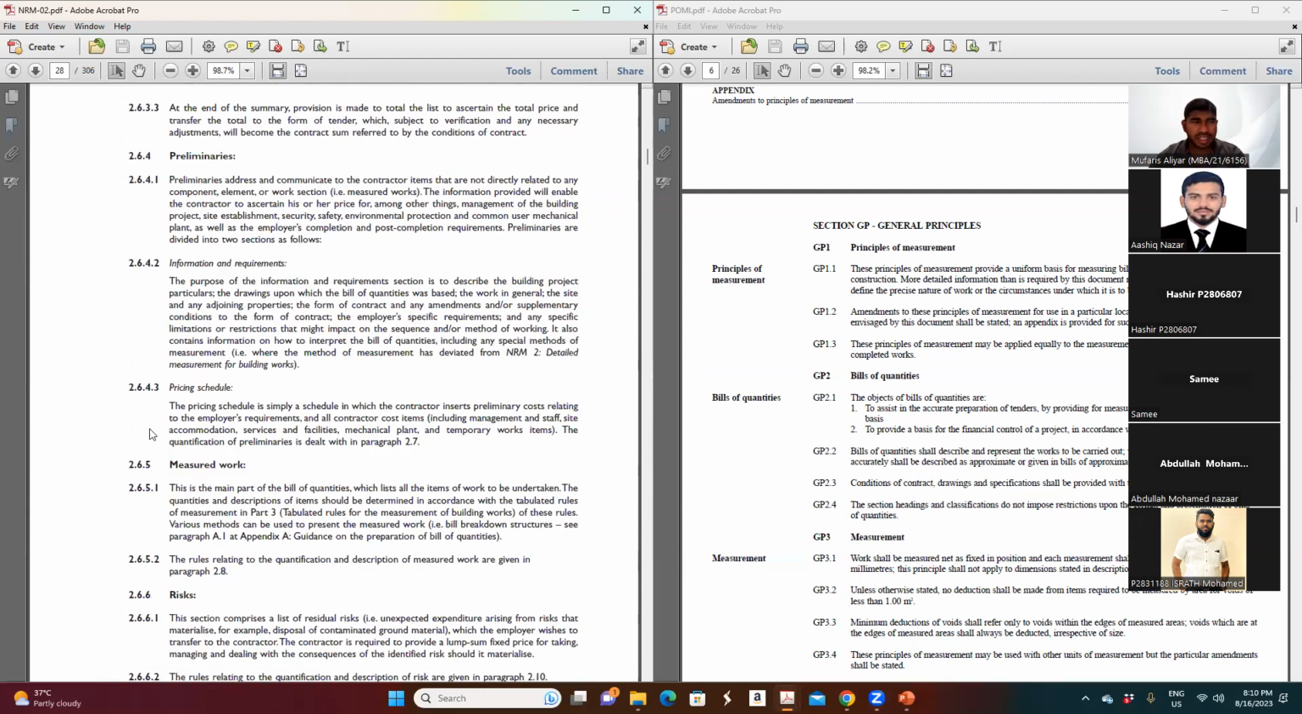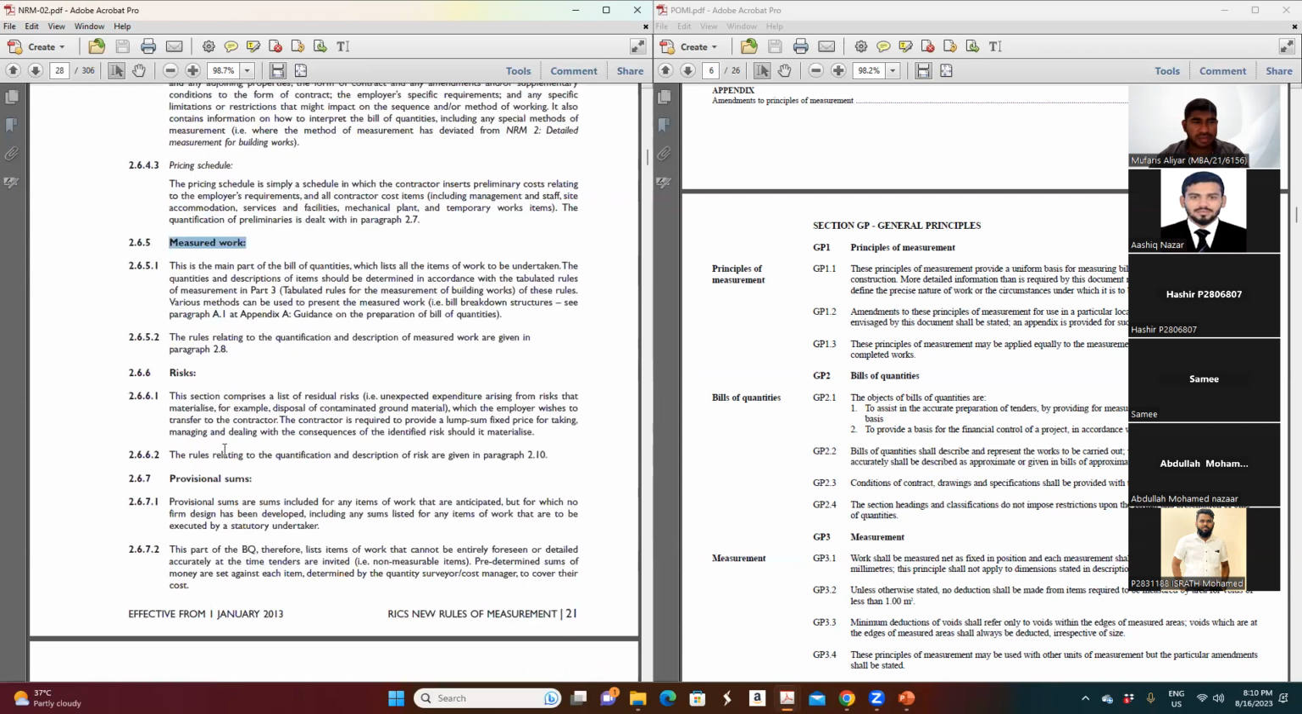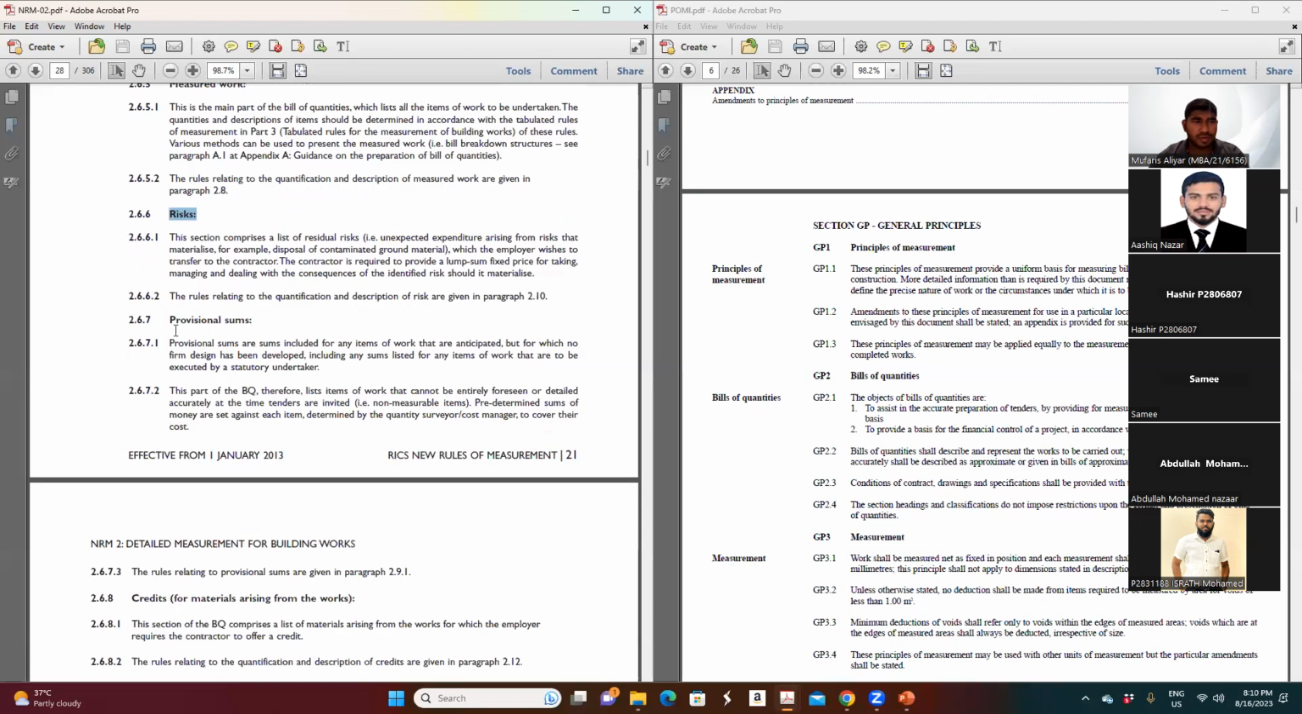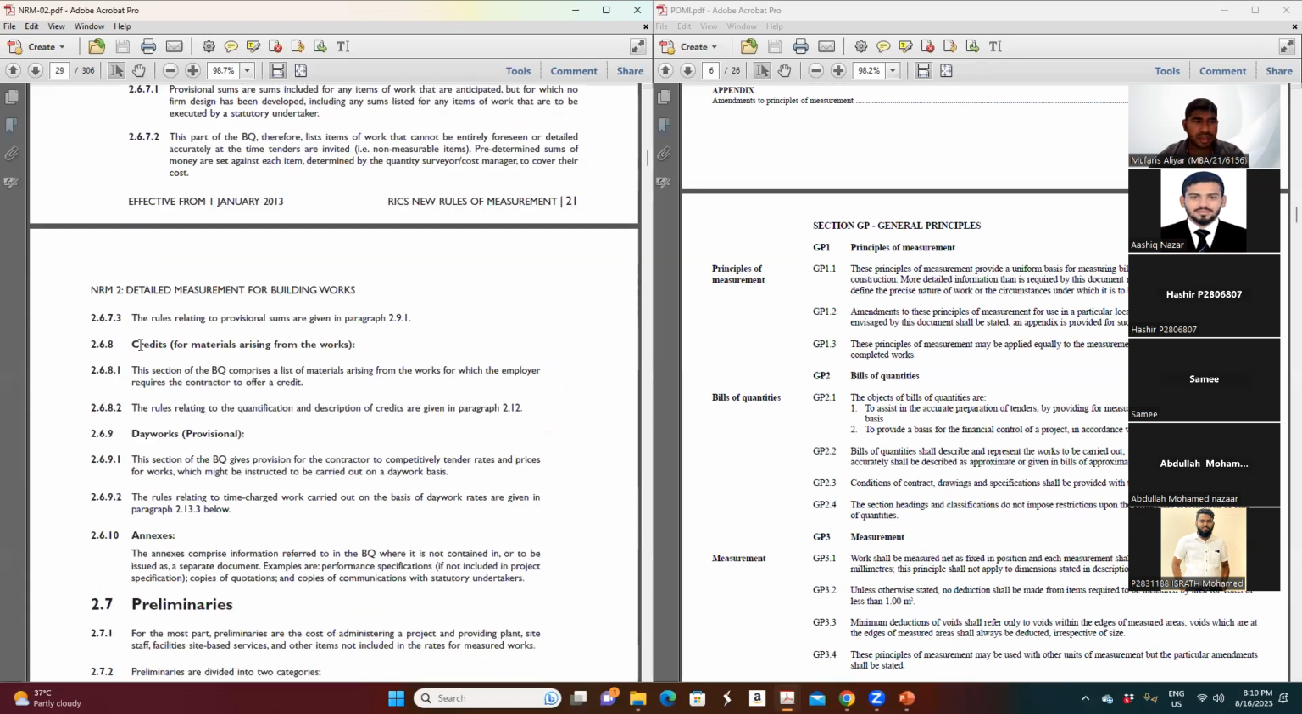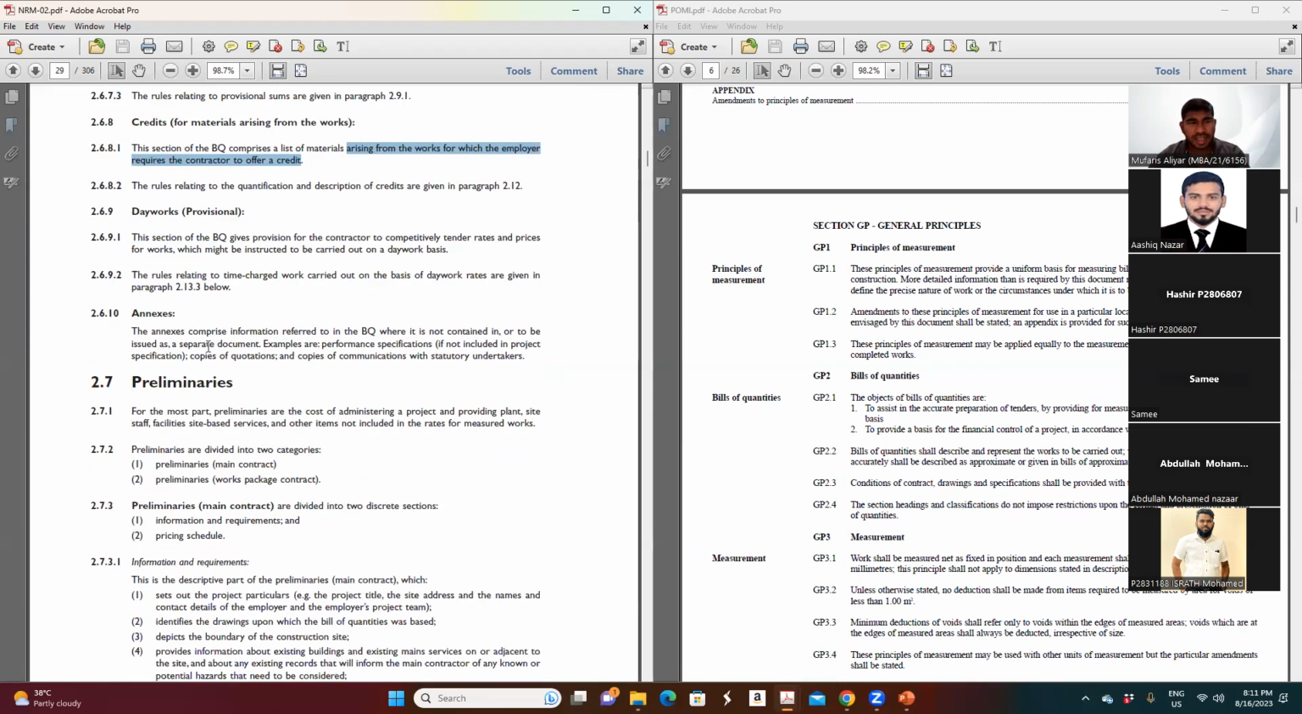So it's all mentioned here. What is a measured item? What is risk? What is a provisional sum? What is credit? You can read it here. The section in the bill of quantities comprises a list of materials arising from the work which the employer requires the contractor to offer a credit. It's very clear. Then annexure.